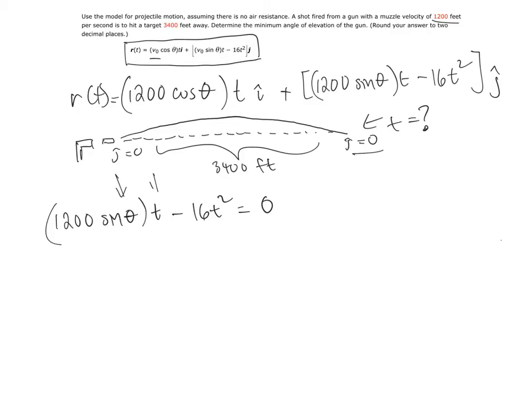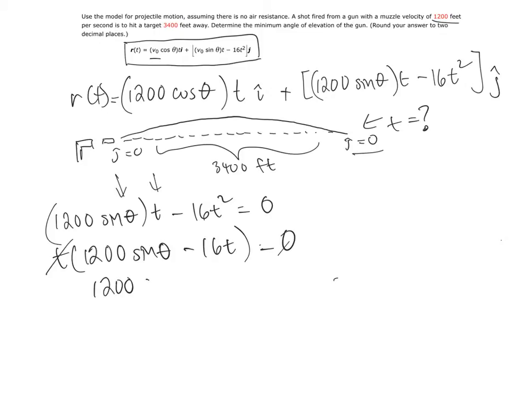So you have 1200 sine of theta. I'm just factoring out the t here, so minus 16t equals 0. If you divide both sides by t, the t cancels. So you would have 1200 sine theta equals 16t, and then solve for t: t equals 1200 sine of theta divided by 16.